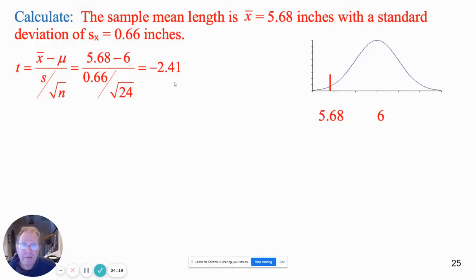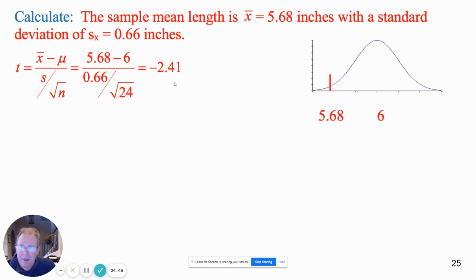So I write again, the sample mean is 5.68 inches. The sample standard deviation is 0.66 inches. And now I want to write my t statistic. So here's the formula: x bar minus my hypothesized value divided by s over the square root of n. Now I don't have to write the formula in symbols, but I do have to write it with the numbers from the problem in it.